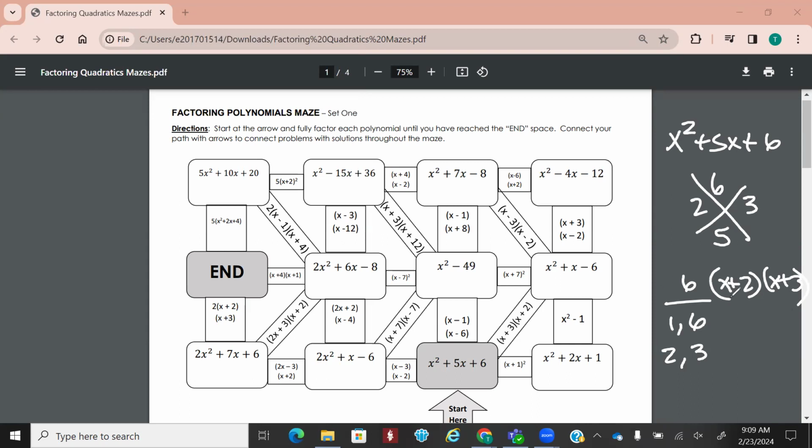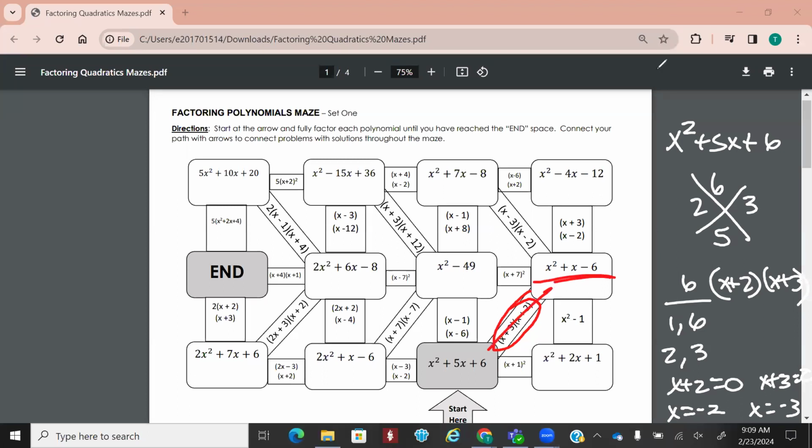So you're going to take each one of these pieces, set it equal to 0, and then solve. So we're going to subtract 2, and that's going to give us x equals negative 2. We're going to subtract 3, and that's going to give us x equals negative 3. So sorry, that's at the bottom. Okay, so we're going to go this way.